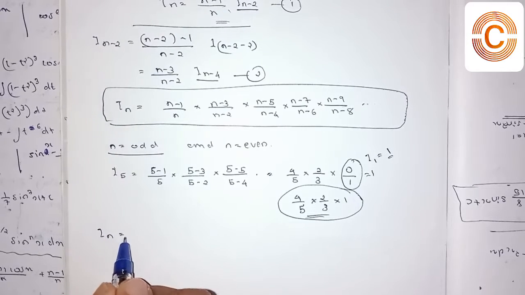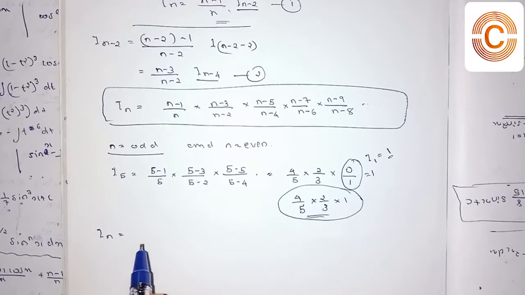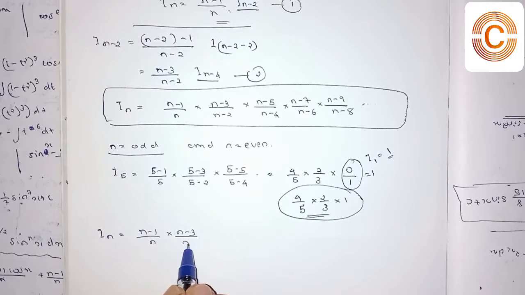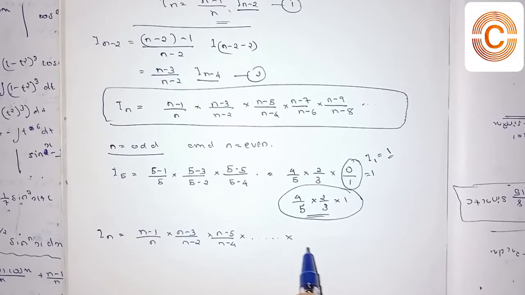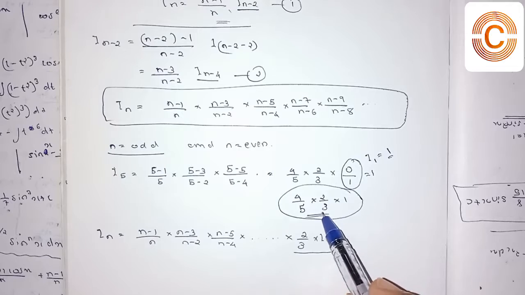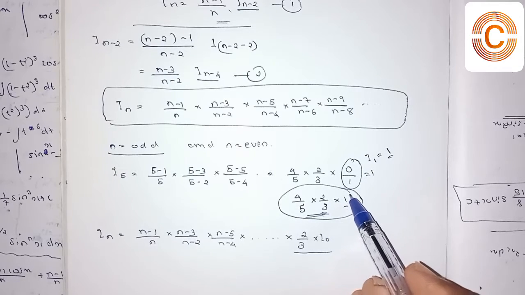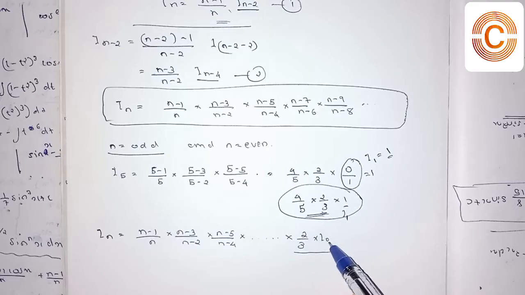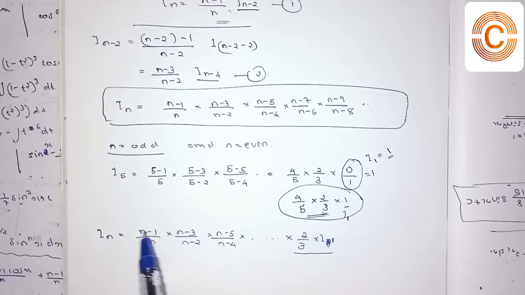Then finding In for odd numbers, n equal to an odd number, In is equal to (n minus 1) divided by n, into (n minus 3) divided by (n minus 2), into (n minus 5) divided by (n minus 4), into etc., into finally 2 by 3 into I1 in the last term. That means note that here there is 2 by 3, then after it comes I1, not I0, so here I1. So this is the formal formula for In where n is odd.